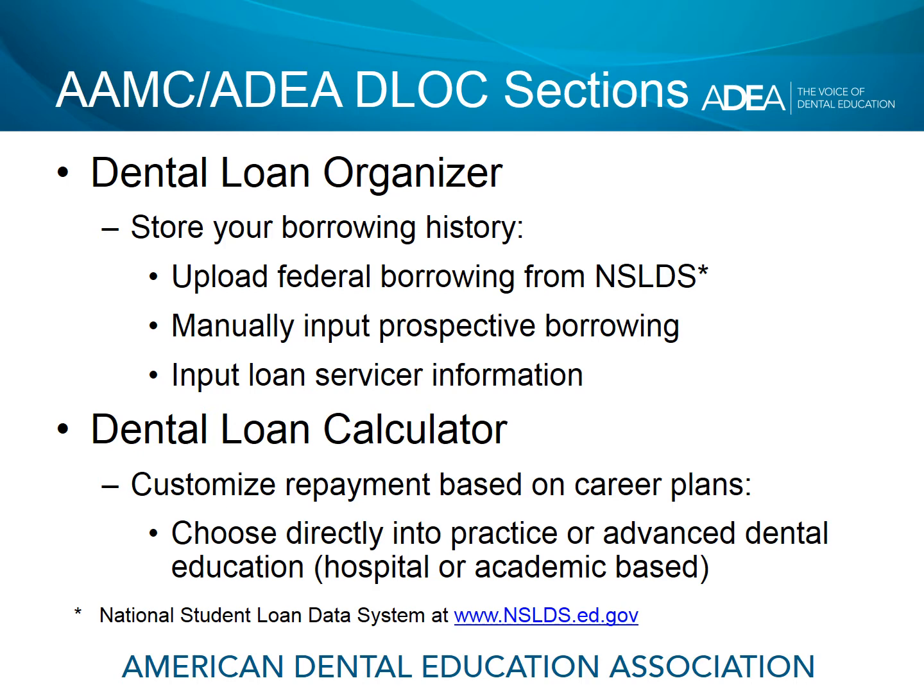Now, once again, DLOC is set up in two separate sections, the Organizer and the Calculator. The Dental Loan Organizer is where you keep your borrowing history. You can actually upload your federal borrowing directly from the federal database called the National Student Loan Data System site, nslds.ed.gov, and you can also manually input prospective borrowing on the organizer. This is going to be very important because if you've not done all your borrowing yet, NSLDS will only have your federal loans to date. You want to always go in and put in prospective borrowing. You can also put in loan servicer information in this section in the organizer.